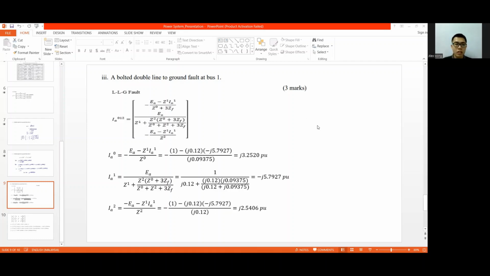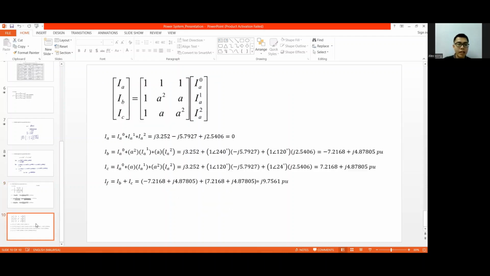So next, after we find the fault current in phase A in zero sequence, positive sequence and negative sequence, we can find the fault current in phase A, phase B and phase C. By using the formula, we find the fault current in phase A is equal to 0 and the fault current in phase B is equal to negative 7.2169 plus J4.87805 per unit, and we can find the fault current in phase C with this number.